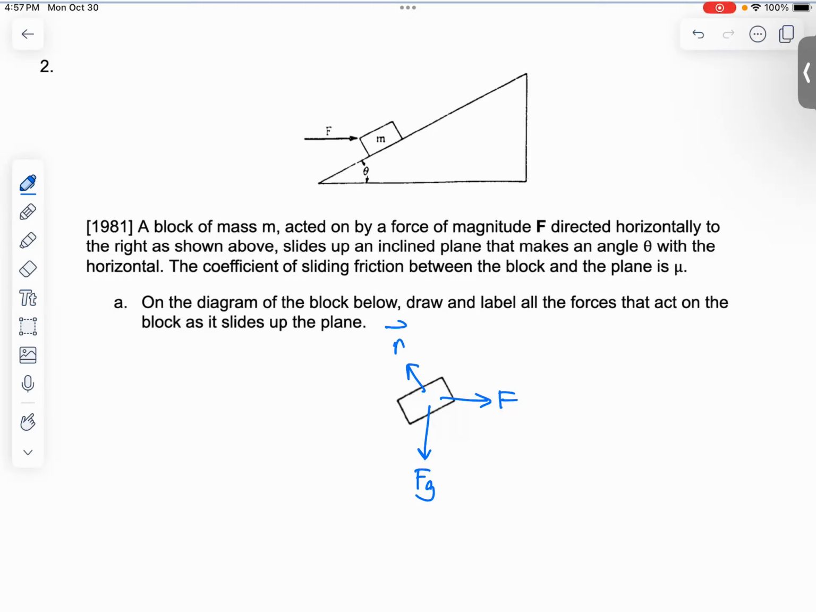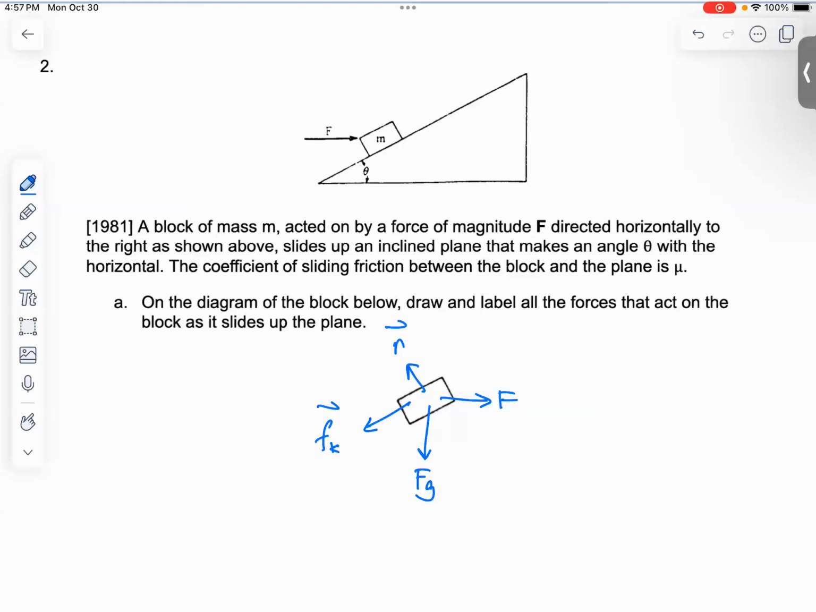Yeah, I think FG is fine. And then friction, it's this way, because the block should be going up, right? Starting up, so friction will be going down. Okay, so that's part A. All right, part B.